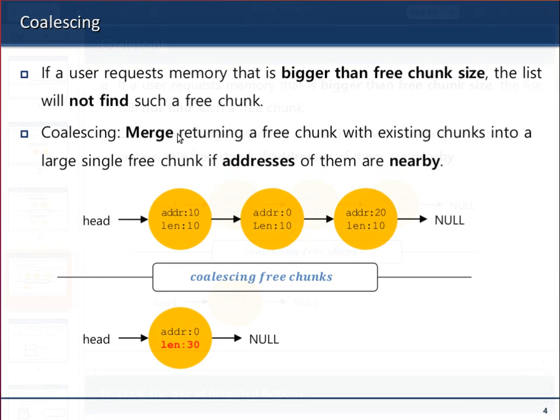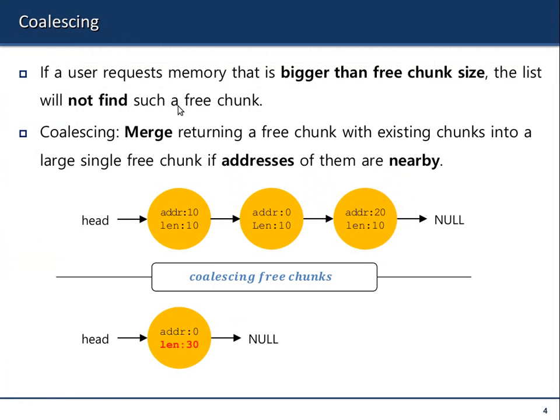Okay? So, if a user requests memory bigger than the free chunk size, the list will not find such a free chunk. Coalescing is merging a returning free chunk with existing chunks into a larger single free chunk if their addresses are nearby. So, kung magkakatabi naman siya, pwede mo silang pagsama-samahin. So halimbawa, itong tatlong to, 0, 10, 20, okay? Instead of having 3 entries in the free list, you can merge them, coalesce them, and you get one large chunk. So that when a request comes in that requires a large amount of memory, it can be satisfied because you have one big chunk of memory available.